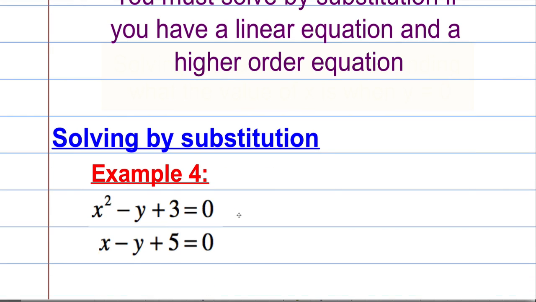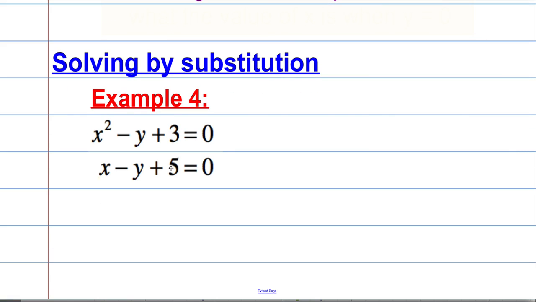So x squared minus y plus 3 equals 0, and x minus y plus 5 equals 0. Take your pick about which way you'd like to do this. What I'm going to do is add y to both sides for equation B. So remember, this is a linear equation here. That's some sort of higher order equation, so I need to sub the linear equation into the higher order equation. So A and B. What we're going to do is sub B into A.